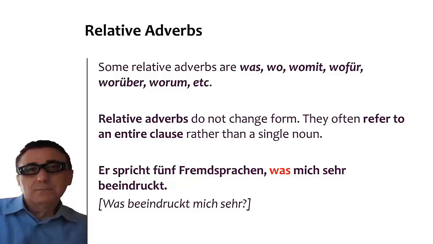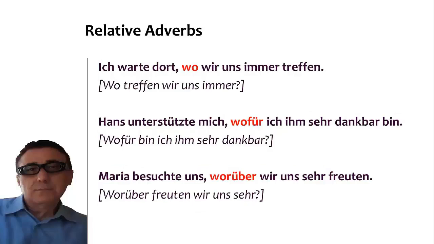Spricht 5 Fremdsprachen, was mich sehr beeindruckt. He speaks 5 foreign languages, which impresses me a lot. The red color "was" refers to not only the noun Fremdsprachen, but the entire sentence, Spricht 5 Fremdsprachen. Let's see another example.